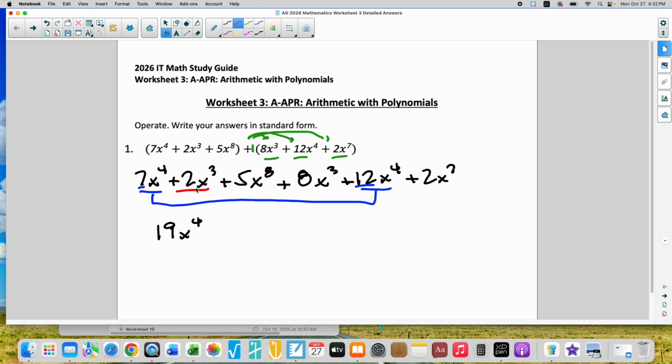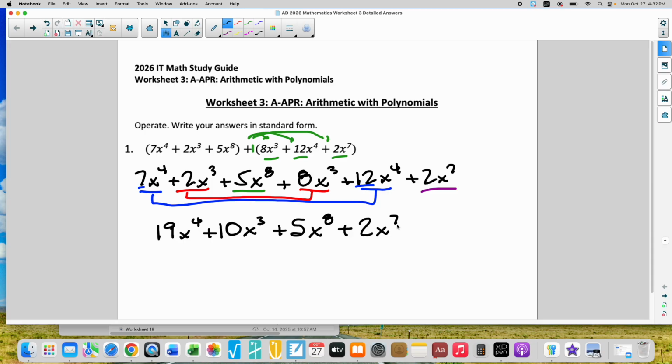Is there a match for x to the third? Yep, right here. We're going to combine these coefficients to make 10x to the third. And then we have x to the eighth, which doesn't have a partner. And let's do this in purple. And x to the seventh doesn't have a partner. So those just need to be brought down. 5x to the eighth. And 2x to the seventh doesn't have a like term.